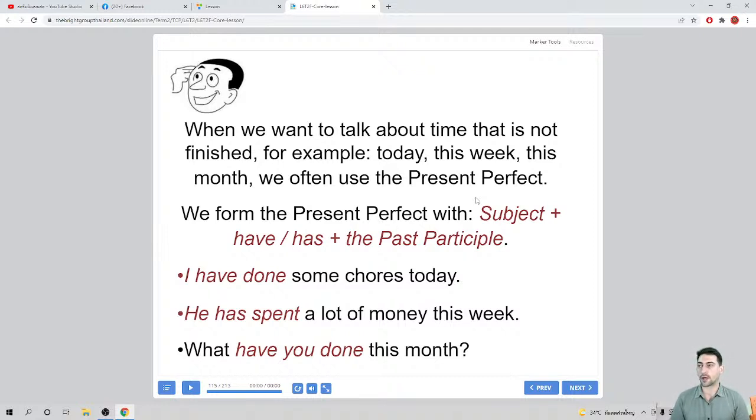We also have questions. When we have a question, we have to start with the verb. What have you done this month? What have you done this month? All right.